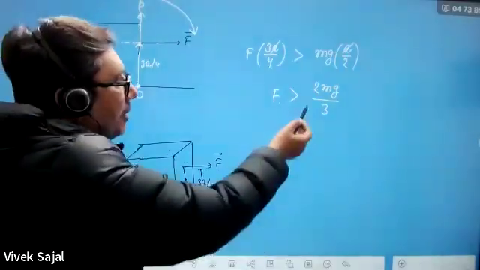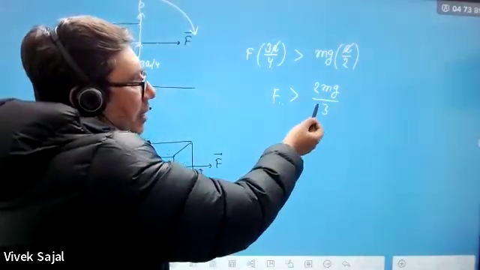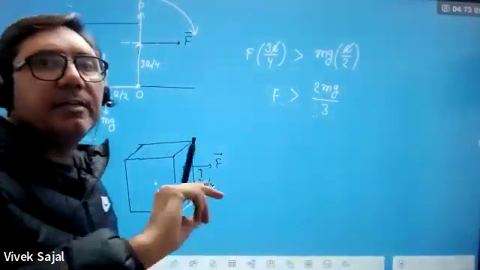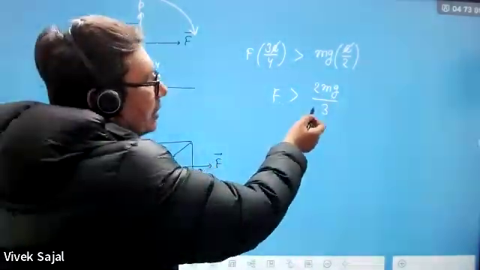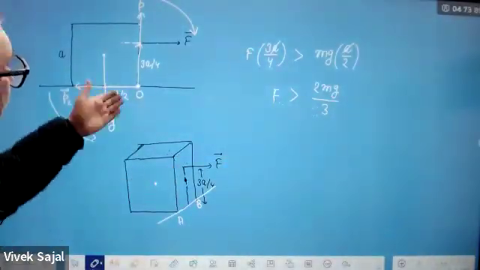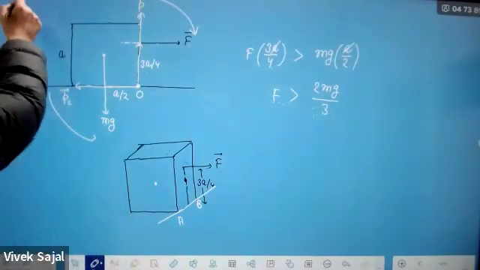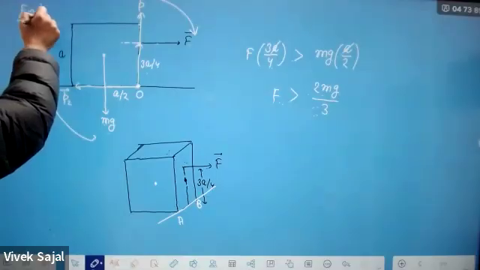ठीक है ना? This is the limit. So the force should be greater than, this is the limiting case. At this force, this cube will be ready to rotate. But if a force is a little bit greater than this, then automatically this cube will start rotating, or it is tipping about this edge AB. So this is example 1.